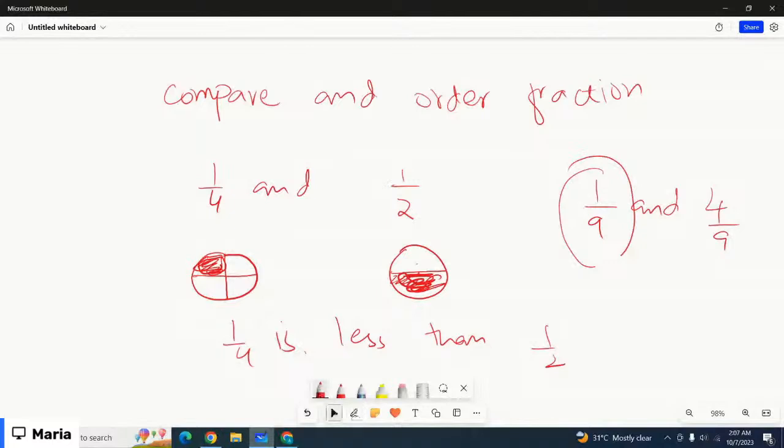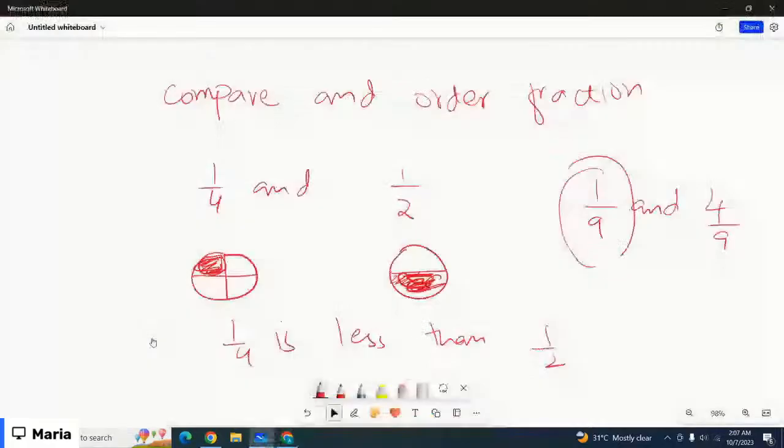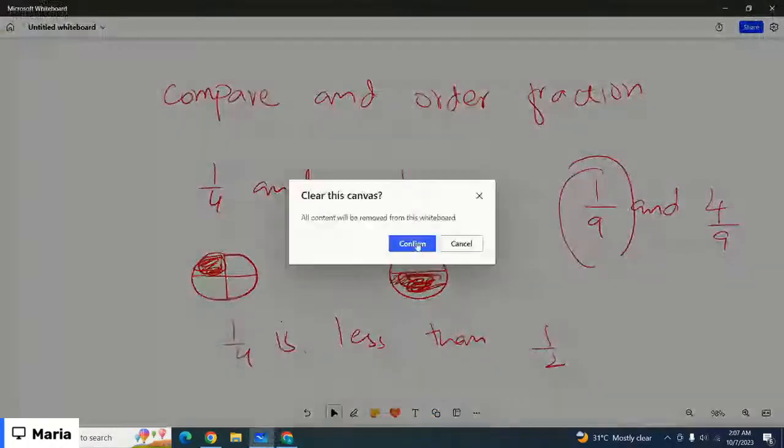Okay, the next lesson is convert between mixed numbers and improper fractions. Let me write down the lesson name. We'll do examples for these lessons later.